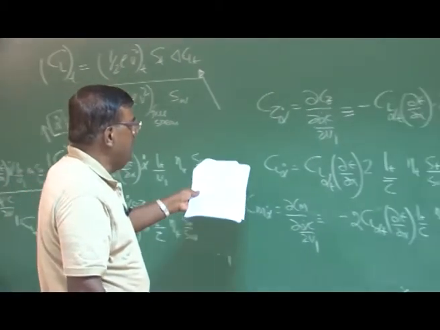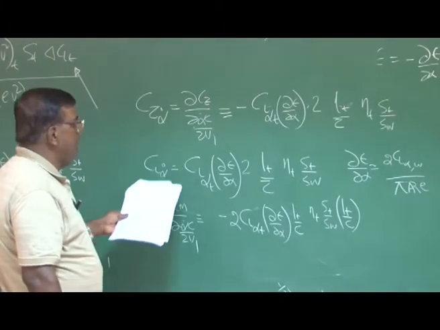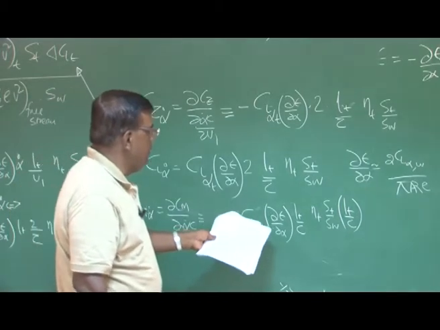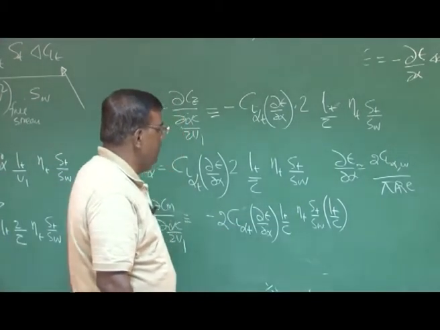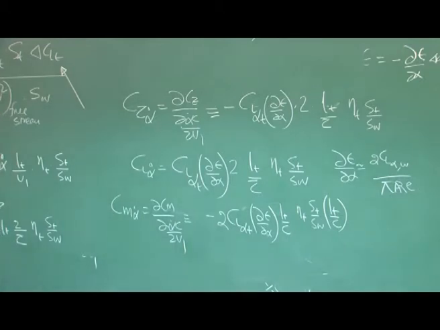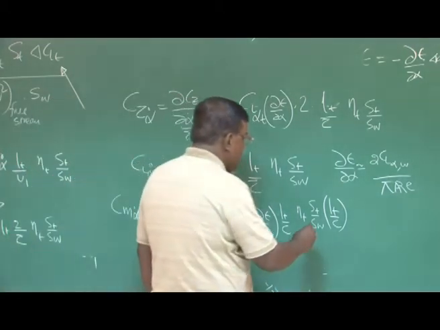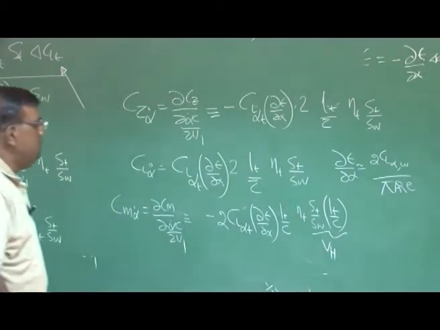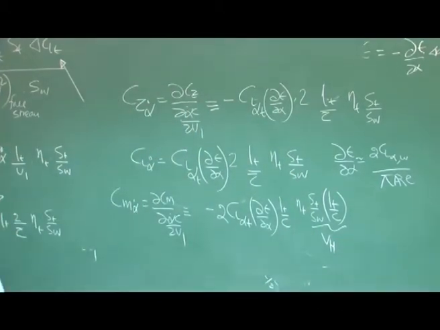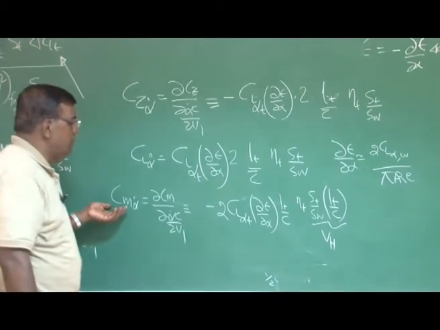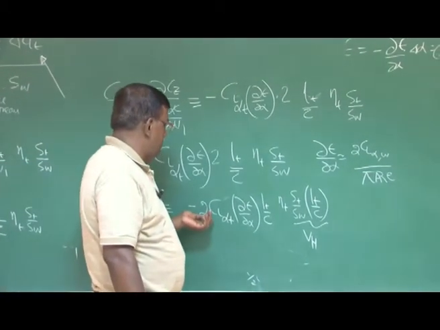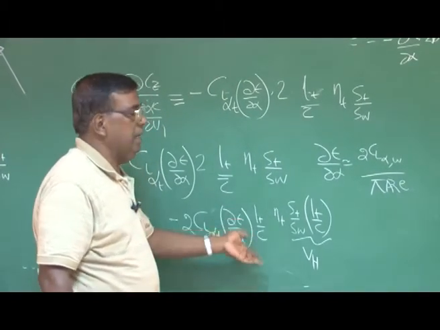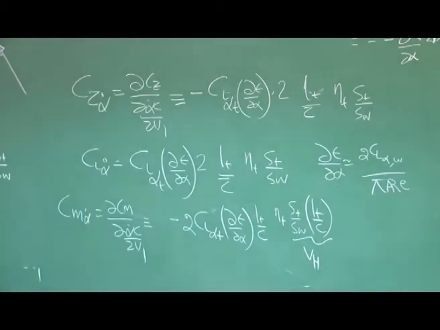You can easily see from here that if I multiply by LT by C and take appropriate sign, CM alpha dot will be minus 2 CL alpha T d epsilon by d alpha LT by C eta T ST LT by SW. And you should also understand this is nothing but the tail volume ratio VH. So, as a designer, you know how to find out the value of CM alpha dot, and that is minus 2 CL alpha tail, which you know, d epsilon by d alpha you know, and the rest of the parameters you know. Right. Why is this sign negative?